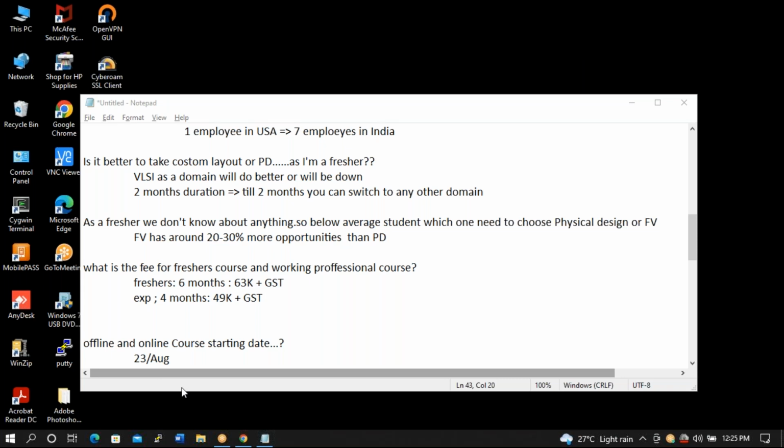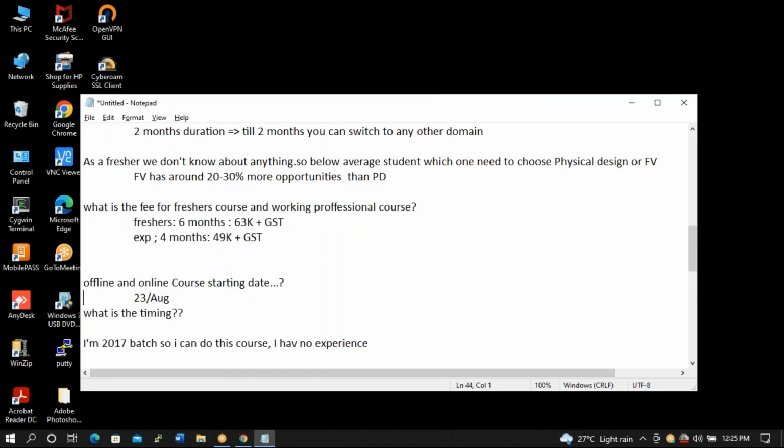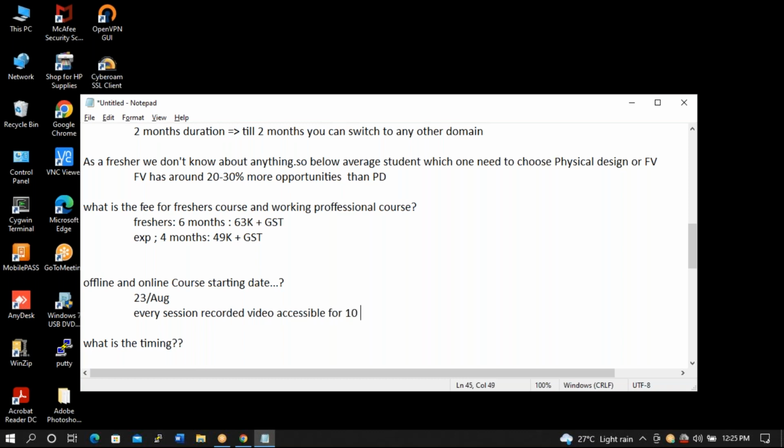There is one more advantage here: in all these modes of learning, you get access to recorded videos for 10 days. I mean, every session is recorded and accessible for 10 days. Let's say you have attended a session today. Today's session is being recorded. That video will be accessible for the next 10 days.